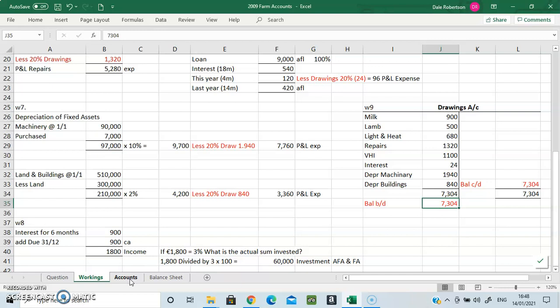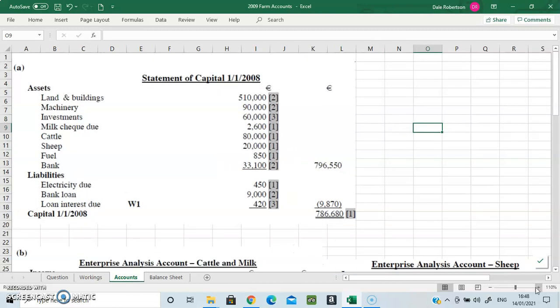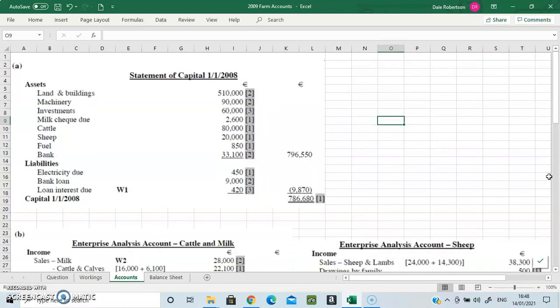Now, this is a higher level question, so therefore there might be a couple of differences from what we've seen previously. So here, first off, is part A of the question, which is the statement of opening capital. Almost like the accumulated fund and suspense accounts, the financial situation at the start of January, the start of the year. So all of this information, or most of this information, is from the top sentence.